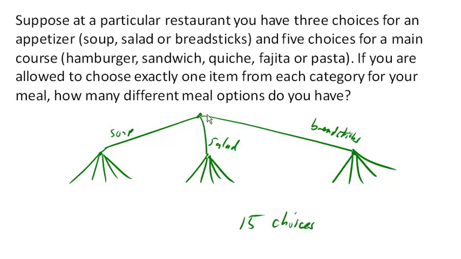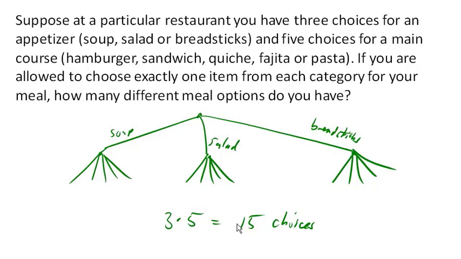Now, you may have noticed, where does that 15 come from? Well, it's 3 choices for our first decision times the 5 choices for the second decision, because we have 3 of these little branchy tree things. So we end up multiplying those choices together. And that's exactly how this works.